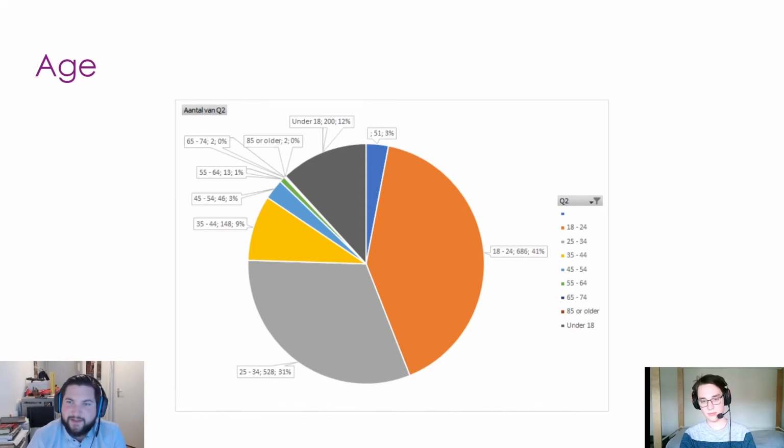First of all, age. If you look at the age distribution of our survey, you can clearly see that the biggest part of our respondents are between the ages of 18 and 34, which is also, we think, down to the fact that we used Reddit for distribution. It's also a social media platform which is mainly used by younger people. You can also see there are some really old people, like 85 years or older.